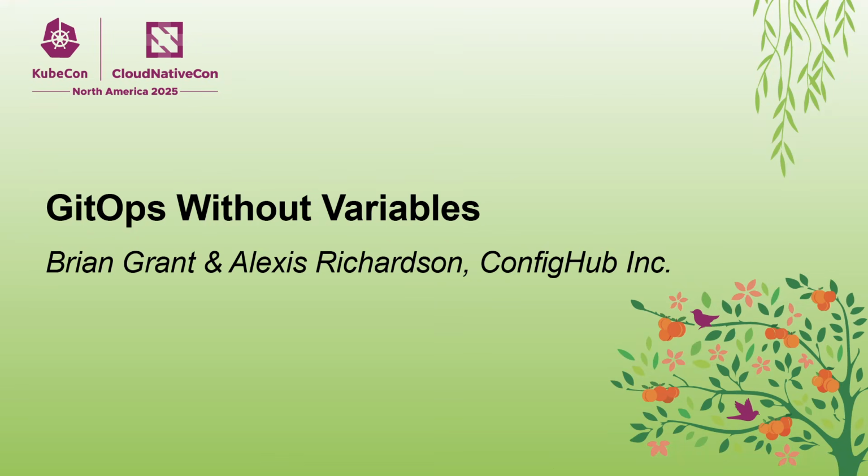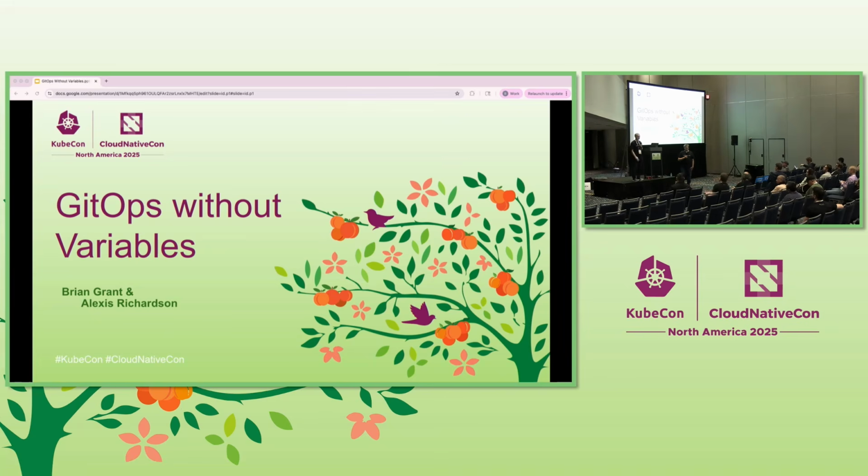Hi, I'm Brian Grant. If you don't know who I am, bgrant0607 on GitHub, LinkedIn, Medium, Twitter, Blue Sky. I was part of the team that created Kubernetes, the original architect of Kubernetes. And if you use Kustomize, that was my brainchild. I've been working in this space for a really long time. I was at Google for 17 years.